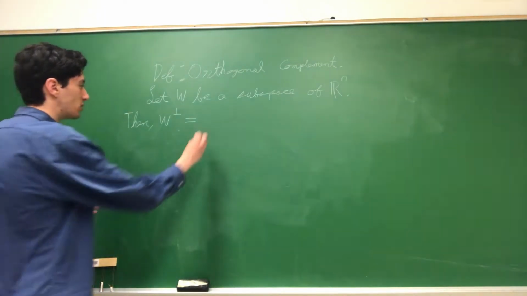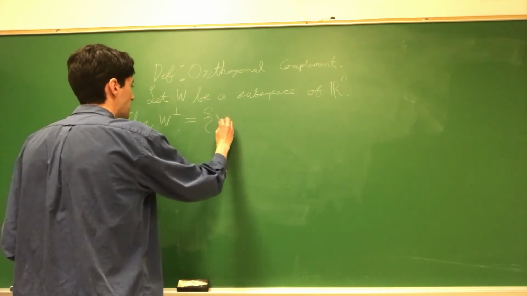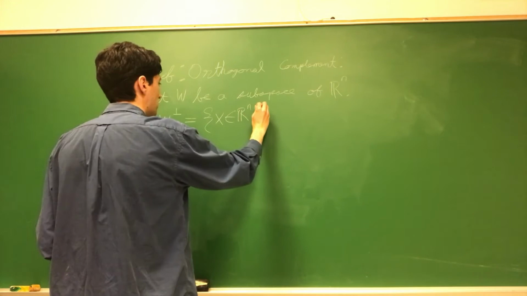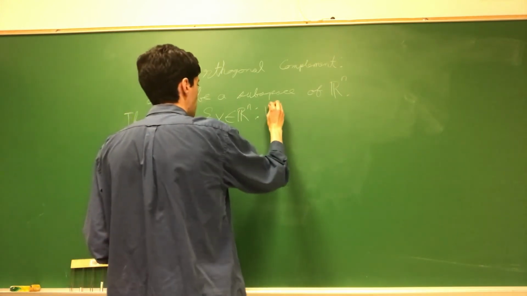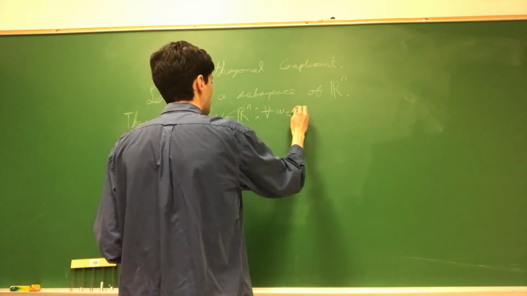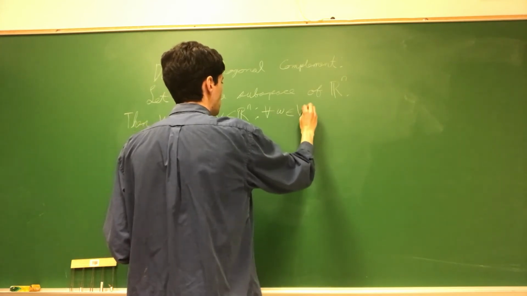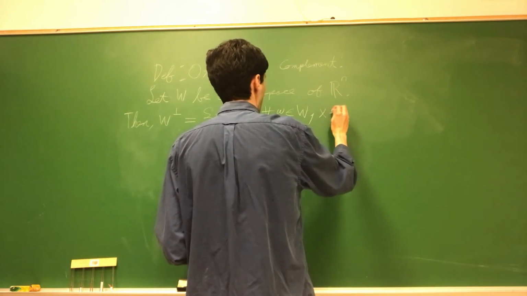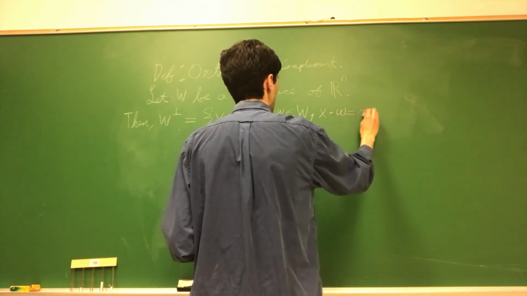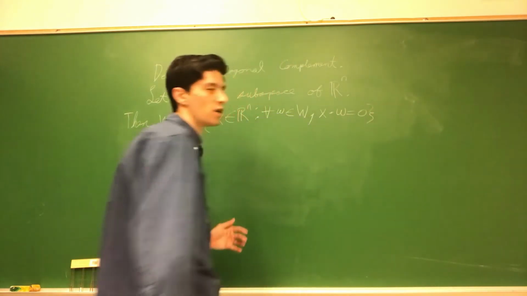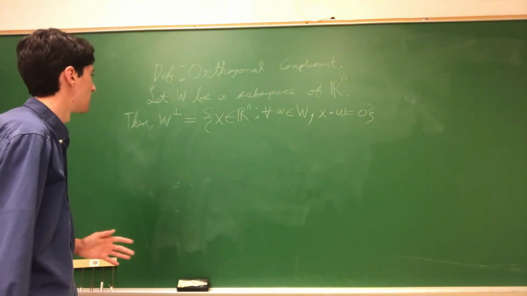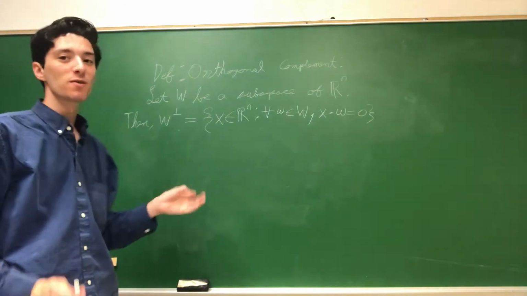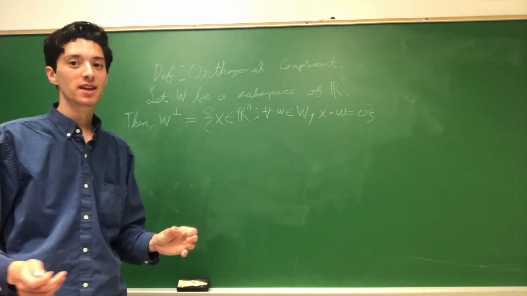So this is equal to a set of vectors x in Rn such that for all vectors w in W, x dot w equals 0. So this is simply saying that the orthogonal complement is the set of vectors in Rn that are perpendicular to every vector in W.